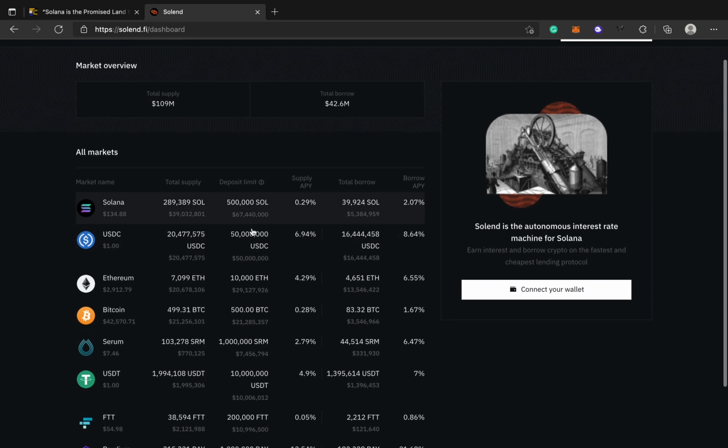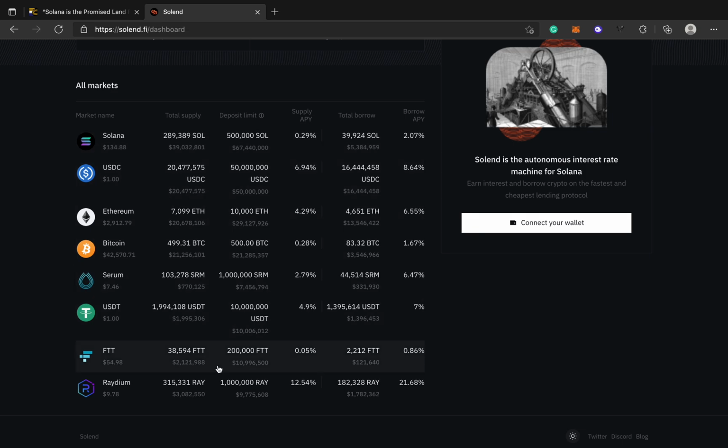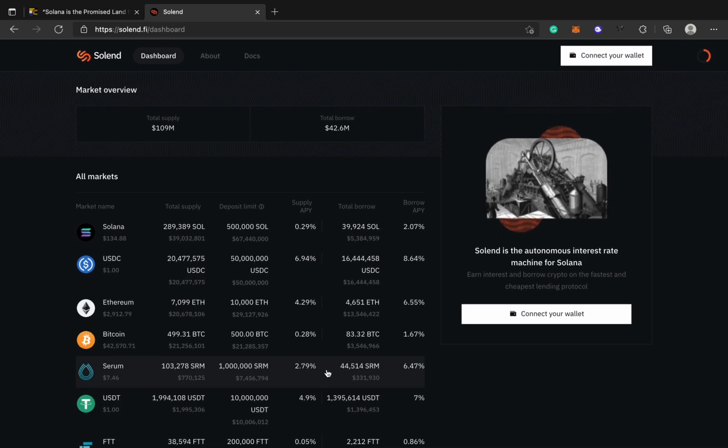So what it is, is that you can deposit or supply any of these assets and then borrow based on what you supplied at a particular loan to value ratio. Loan to value ratio means that you can't borrow more than a certain percentage of what you supplied. Generally I think it's 75%, but it differs per asset.